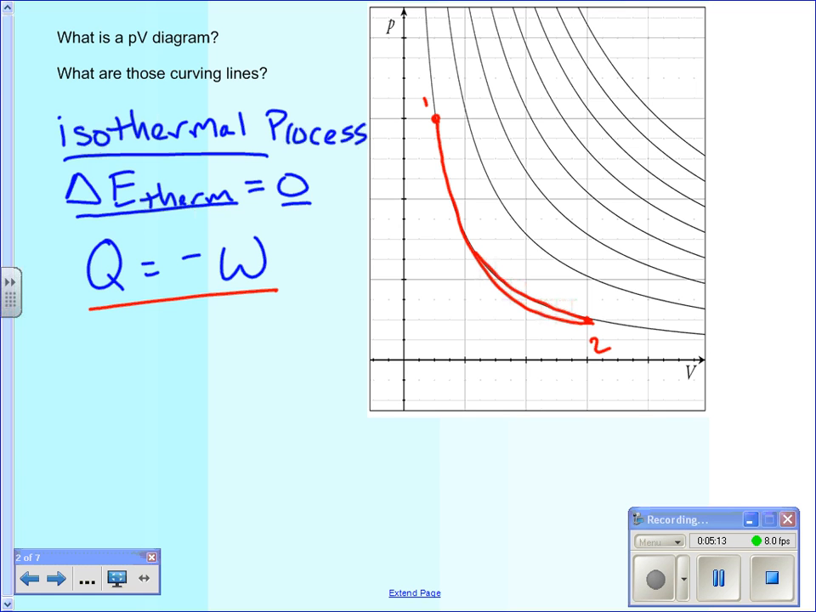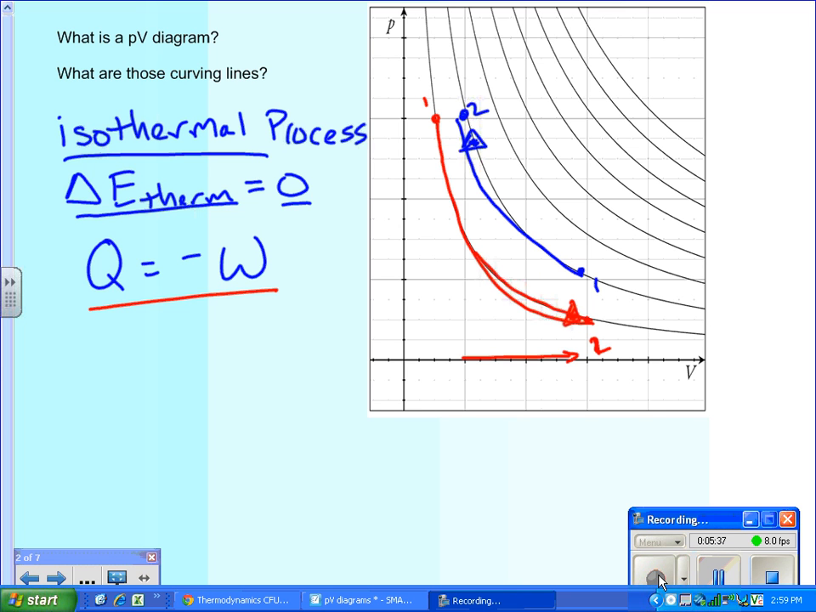So if we were moving in this direction, our volume is increasing. We call that isothermal expansion. But we could also have state 1, the first state, down here. Let's just do it on another one, and end up here. Again, it should stay on that line. Moving in that direction would be isothermal compression.